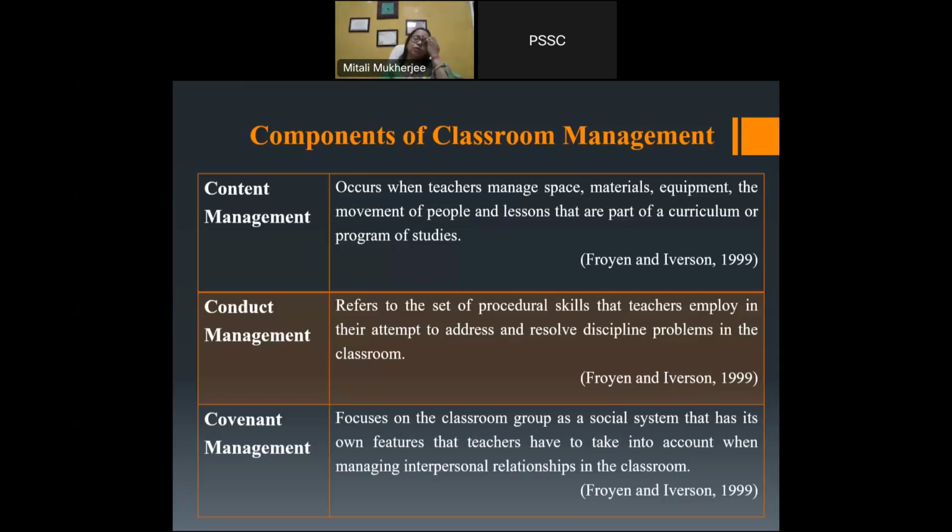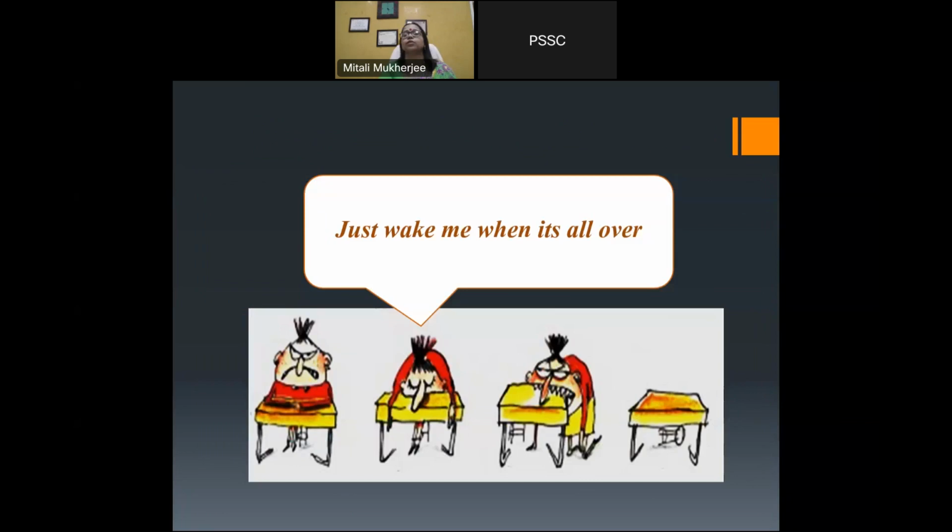Suppose a child has not brought lunch. He's not eaten anything in the lunch break, and next period you are teaching mathematics, or for that matter, any other subject. Do you think the child will feel good in the class and feel like studying? So you have to take care of the needs and requirements of the child, which actually play a very important role in the learning process. Okay.